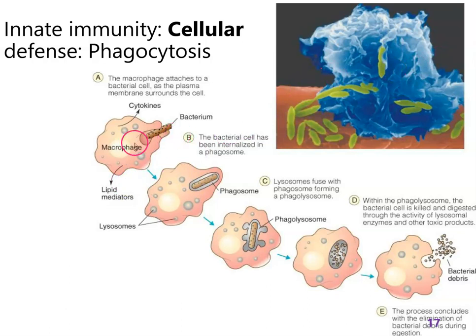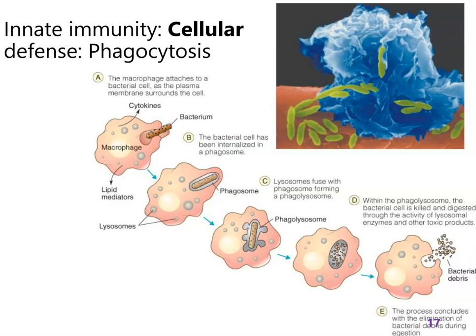So we start with a macrophage. This is a common type of cell that would do it, and it wraps its membrane around the bacterium, and that leads to a vesicle inside a cell called a phagosome. And then the cell can combine that phagosome with lysosomes, which release digestive enzymes and break down whatever the cell ate. And then it can be released as debris. And macrophages do this for all sorts of reasons.